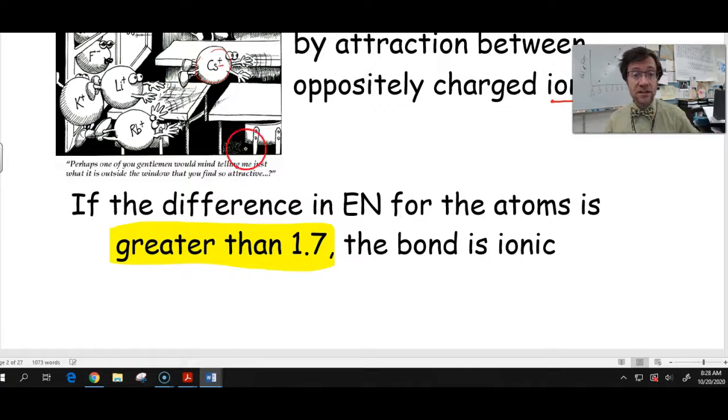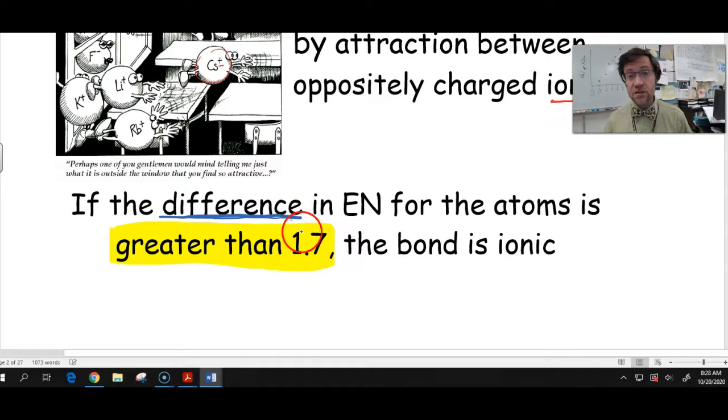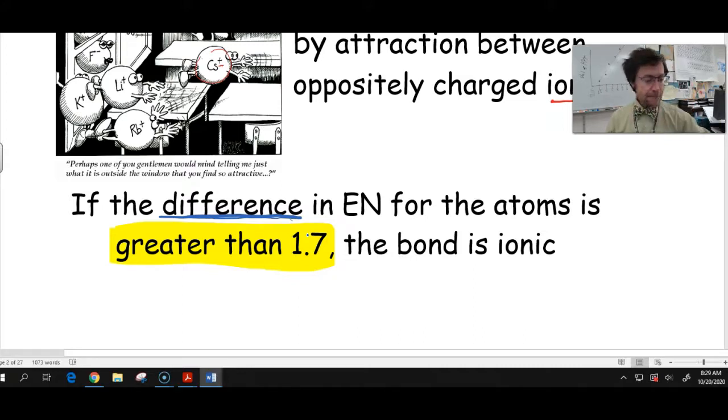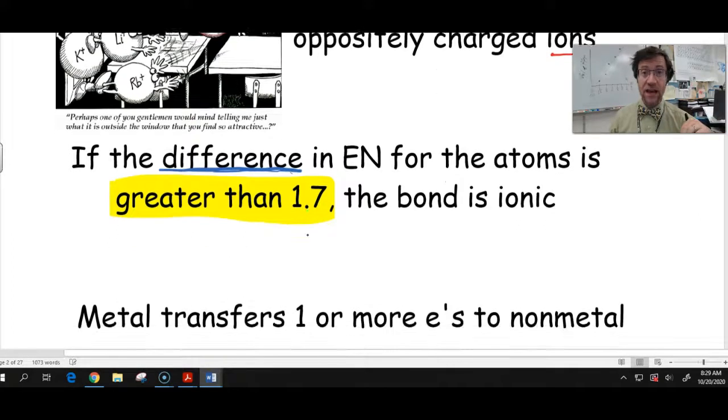What I want you to dial in on here is that it's the difference between the two atoms. So you take the two atoms in question, you go to Table S and look up their electronegativities, and you use the very complicated process of subtraction. When you subtract the two and find the difference, if that difference is greater than 1.7, that means one atom is strong enough to rip the electrons off and gobble them up. And that means you're going to have an ionic bond.